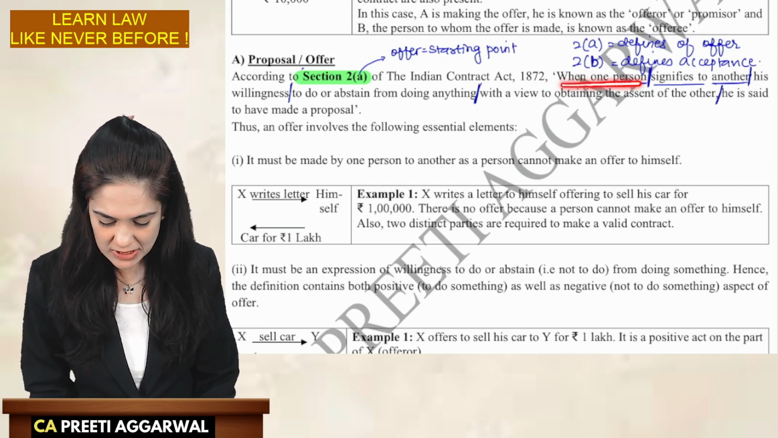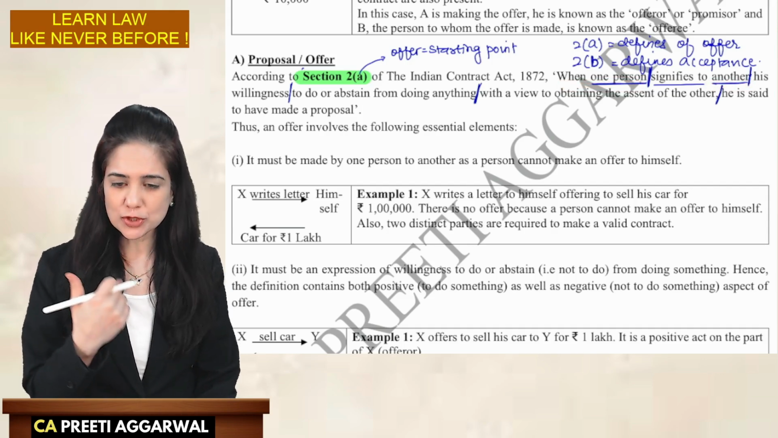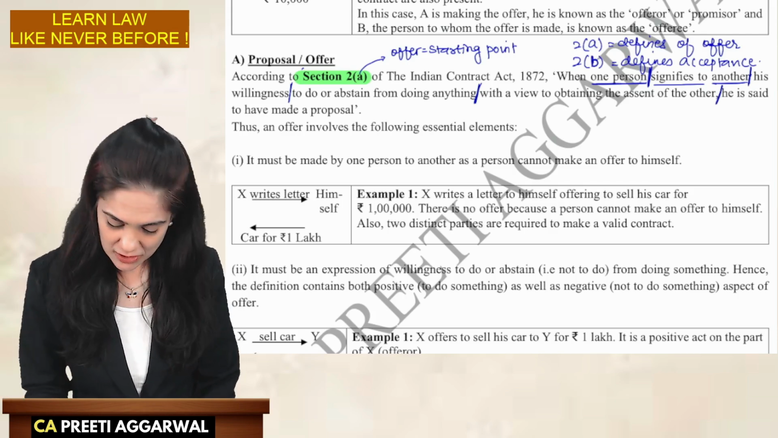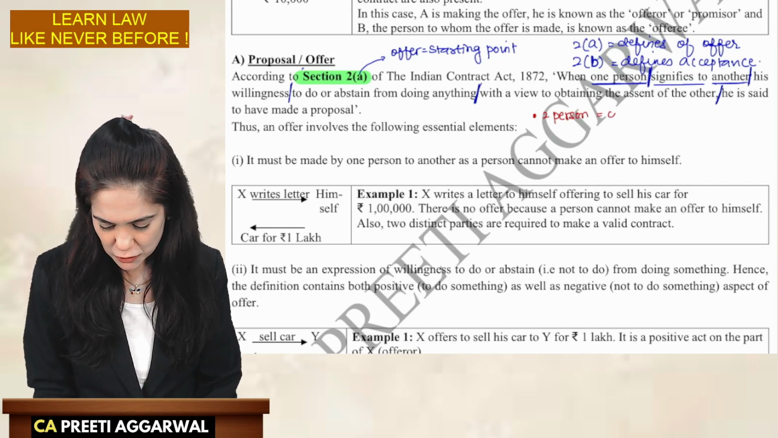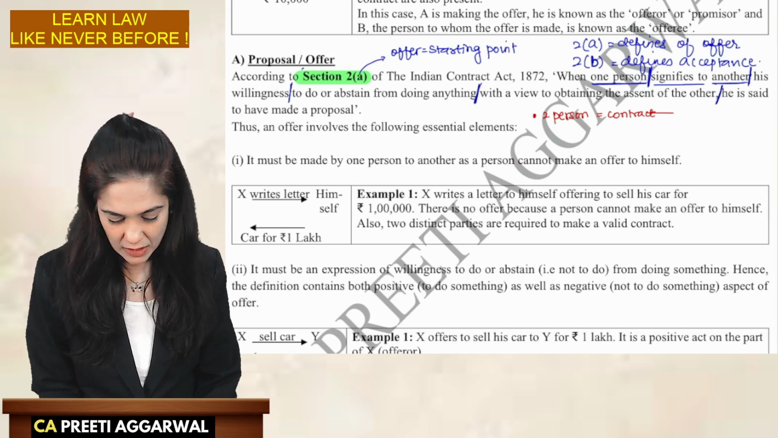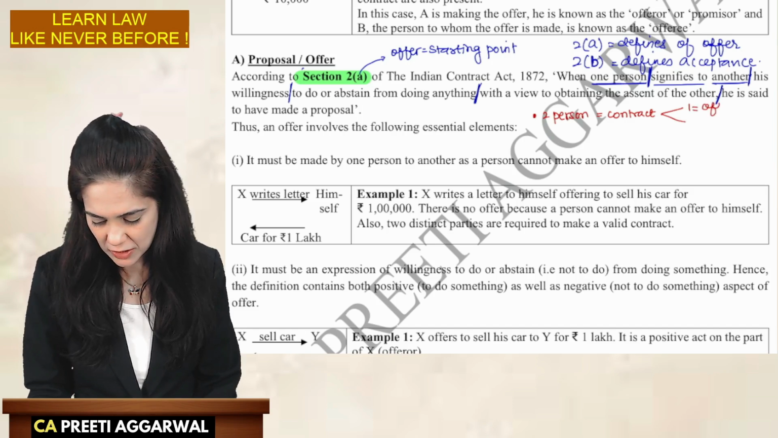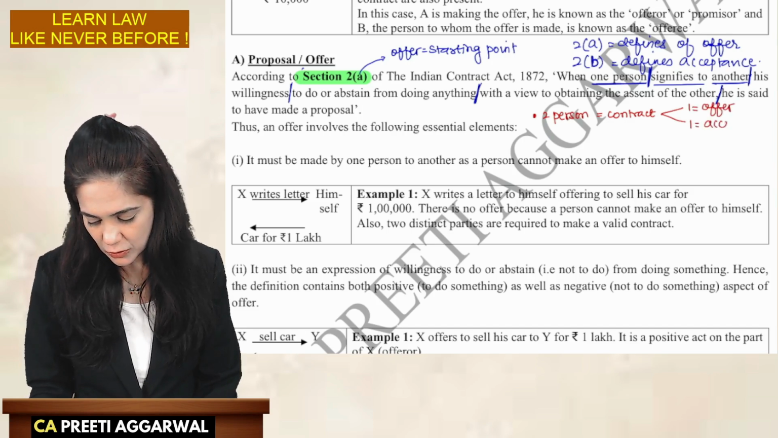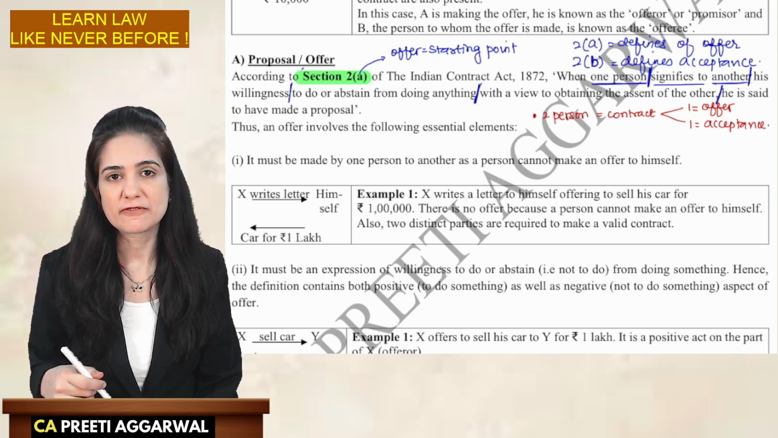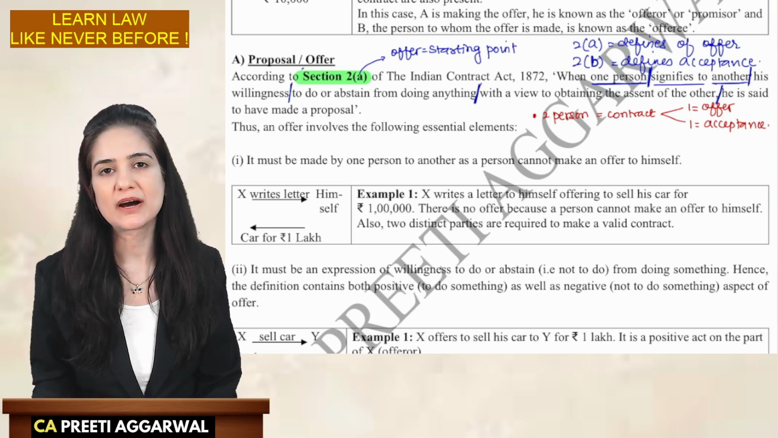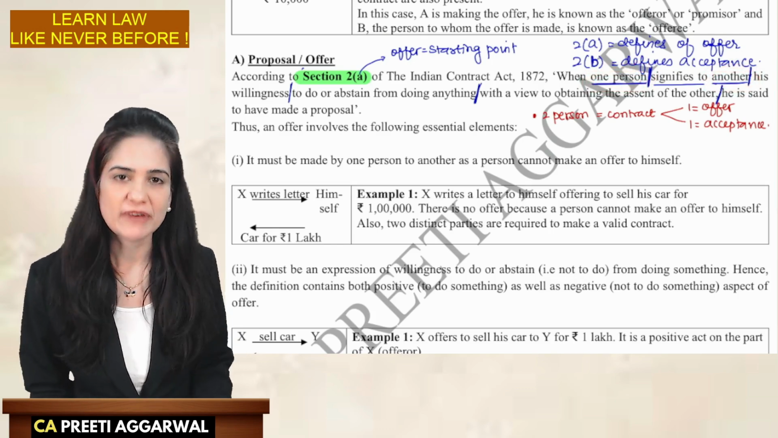When one person and another person, so can I say, I need one person to make the offer to another person? So we need two persons to form a valid contract. One who gives the offer, and the other person who gives acceptance. You cannot give the offer to yourself. Will you buy a car? Yes, I will buy my own car. So one person to another, it implies that we need two persons to form a valid contract.